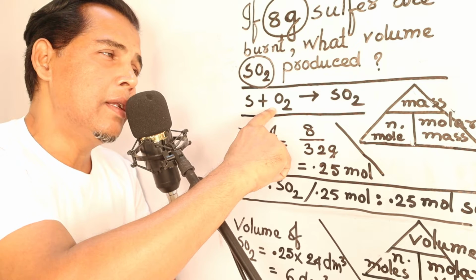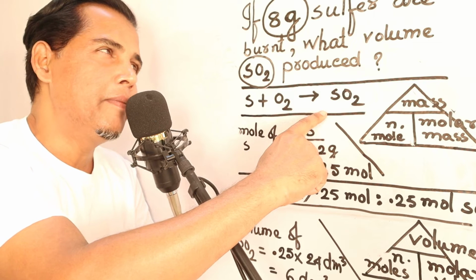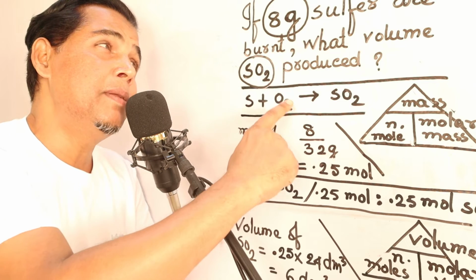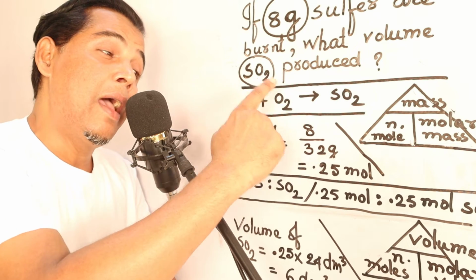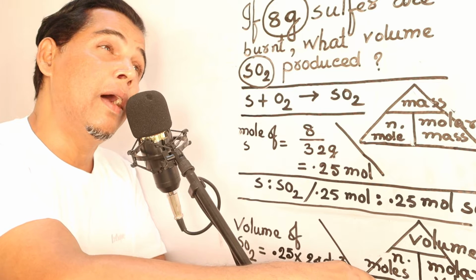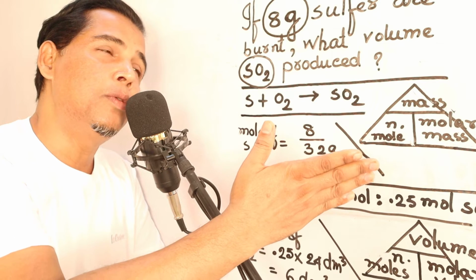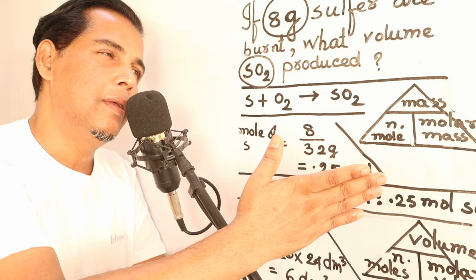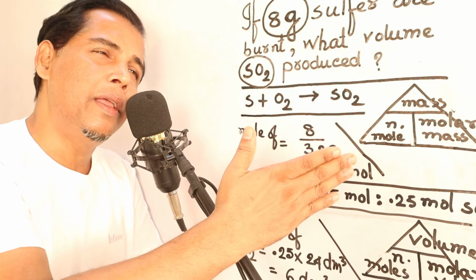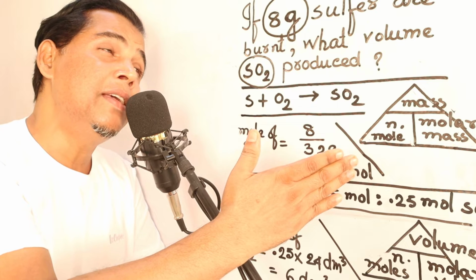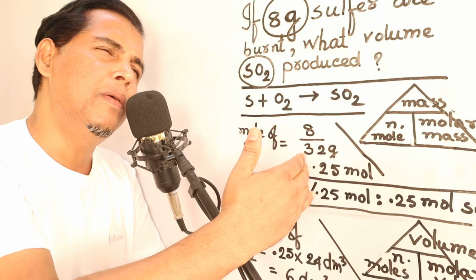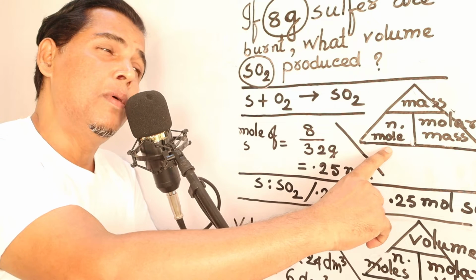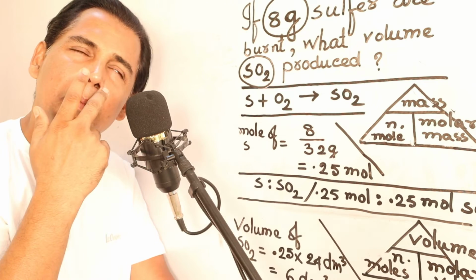Sulfur and oxygen turn into sulfur dioxide. We should have the vision that mass has been provided and volume is being asked. There are two phases of formulas. When mass is given, the idea that needs to be created in your brain is mass, mole number. Mass is equal to number of moles times molar mass.